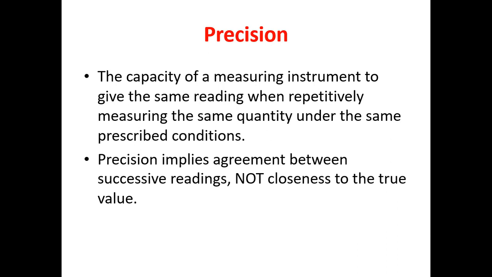It may be different from the actual or true value, but whatever value we observe, that value will be repeating again and again. So this shows the precision. Repeatability and reproducibility are two concepts which are very much related to precision. In both cases, we are using the precision terminology.